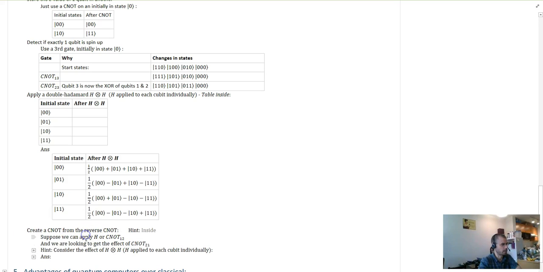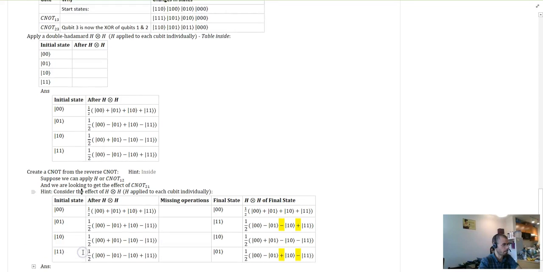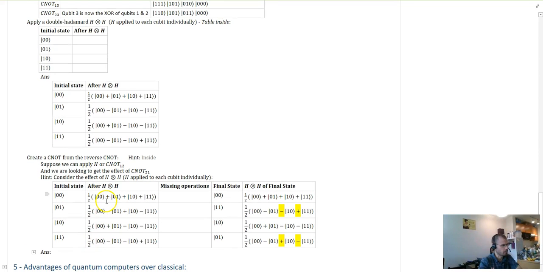And so I have a hint here, which is, first of all, what we're going to do is consider what happens when we apply the double Hadamard. Well, we get this, right? Now, ultimately, these are the states we want to end up in, right? Ultimately, the first qubit is a control on the second one. So these two should switch.